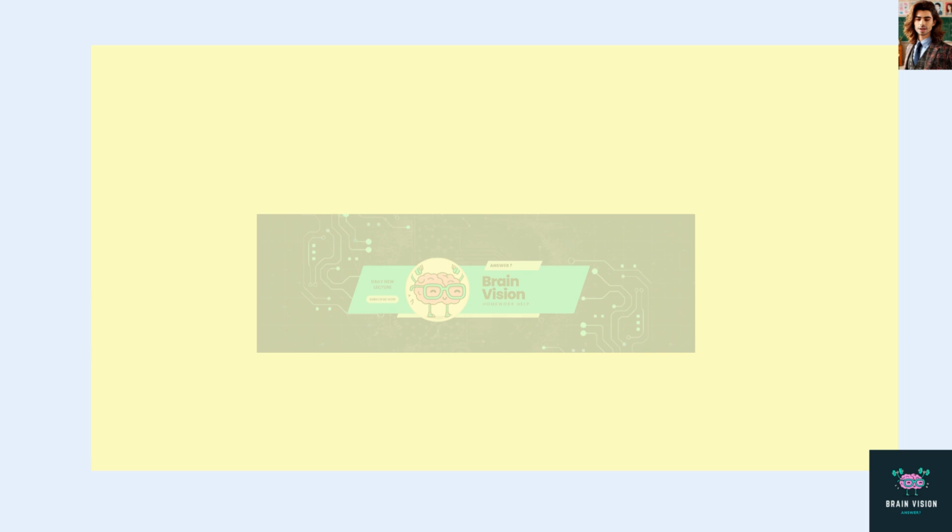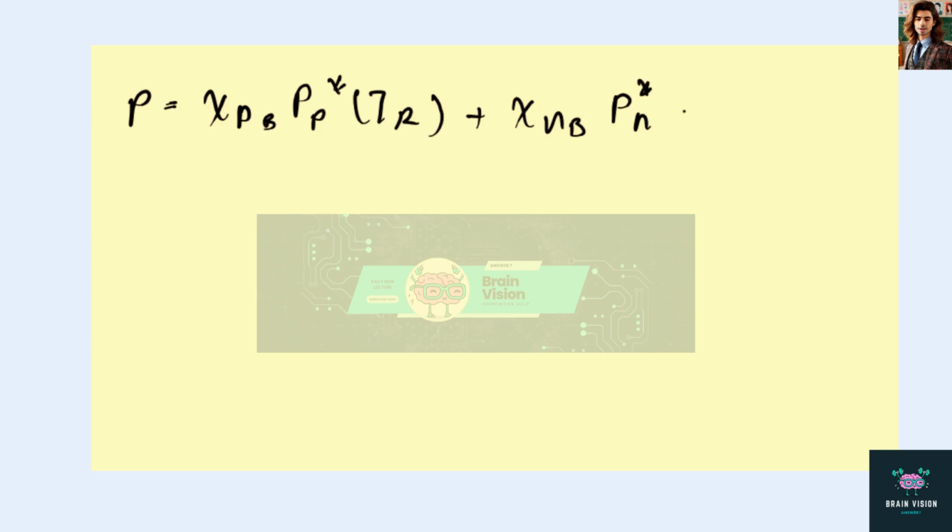Moving on to part C, we're solving for temperature again. So we have this equation, P is equal to XPB PP TR, add XHB PH TR. So we solve for TR. That is 66.6 degrees Celsius.